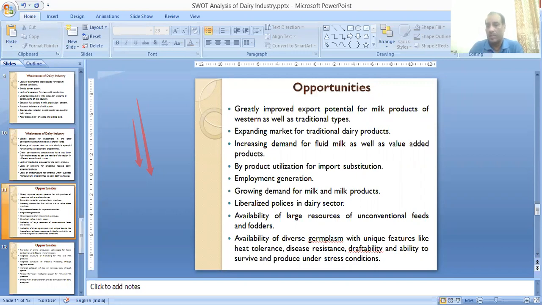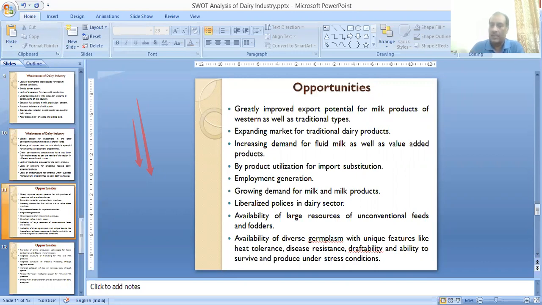Byproduct utilization for import substitution. India is exporting casein, so casein is a byproduct. The market for this kind of products is also increasing. Then employment generation, you know, the dairy industry provides employment to a number of persons. So it has a great importance in employment generation. Growing demand for milk and milk products, we have already discussed. Liberalized policies of the dairy sector. In the dairy sector, policy has been liberalized, MMPO has been abolished, you know. So a number of changes and liberalizations are introduced in this dairy sector.